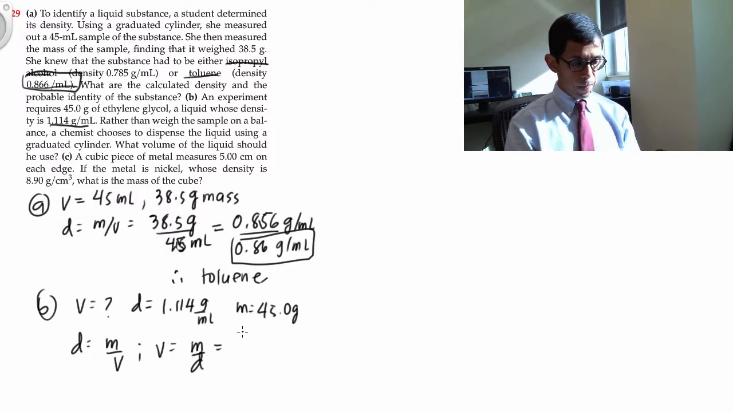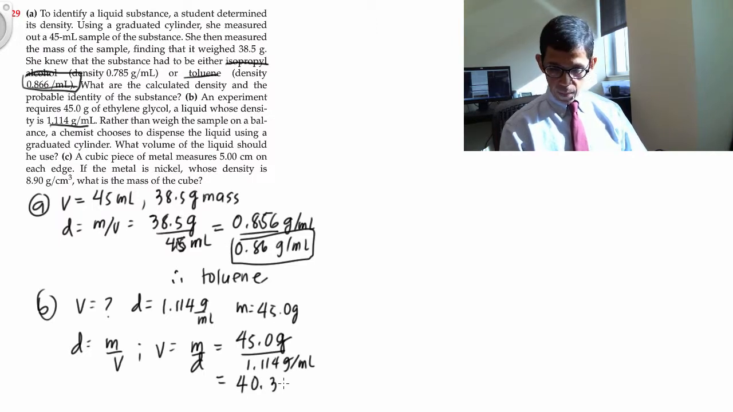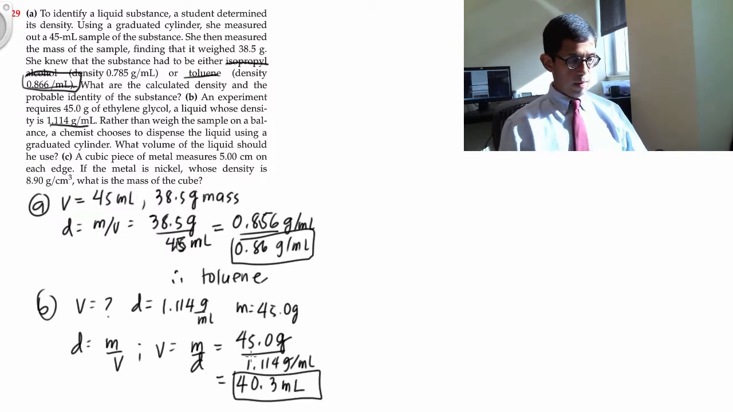So that would be 45.0 grams divided by 1.114 grams per mL. Grams cancel, and you're left with mL. If you do that on your calculator, you are going to get 40.3 mL. And that will be the volume of ethylene glycol.